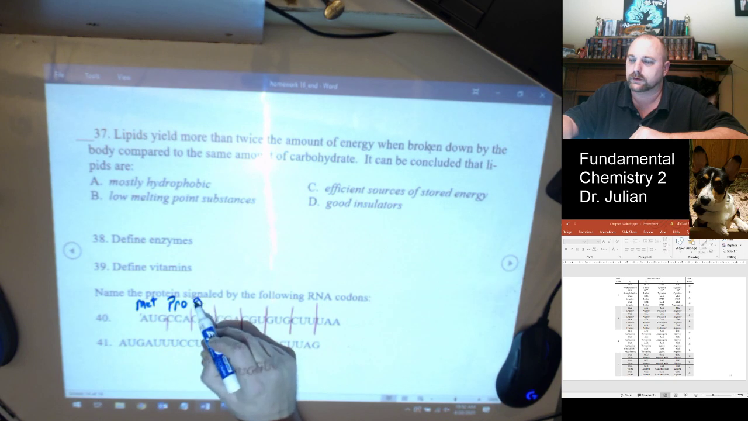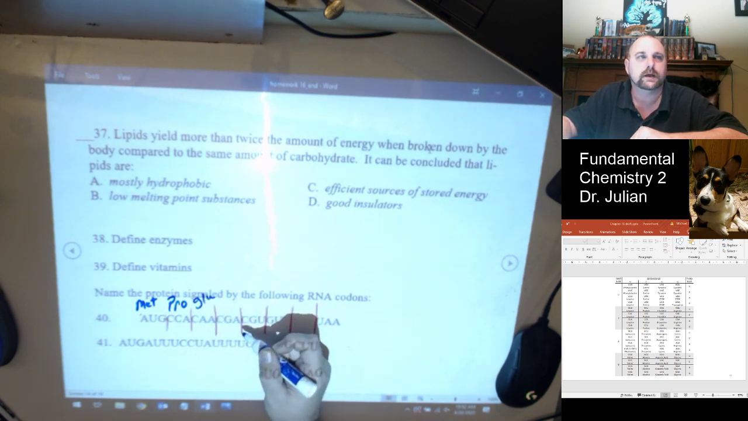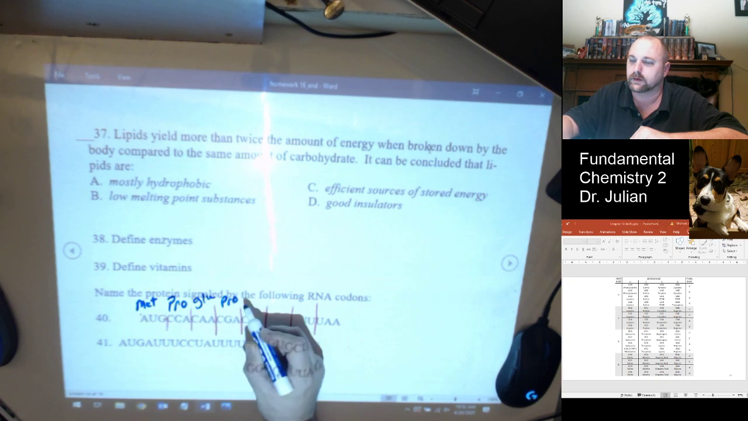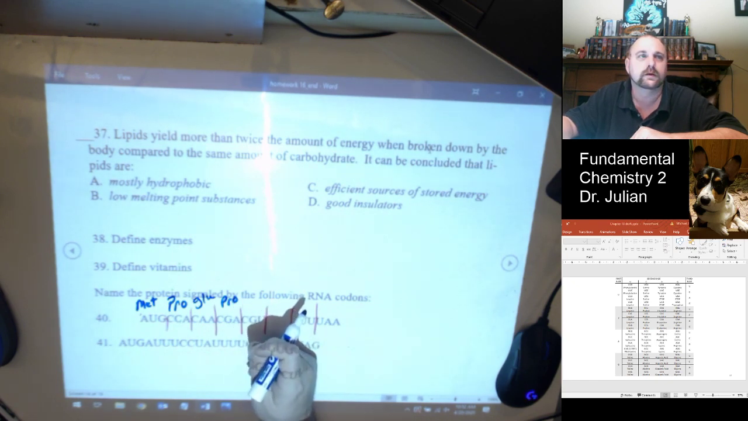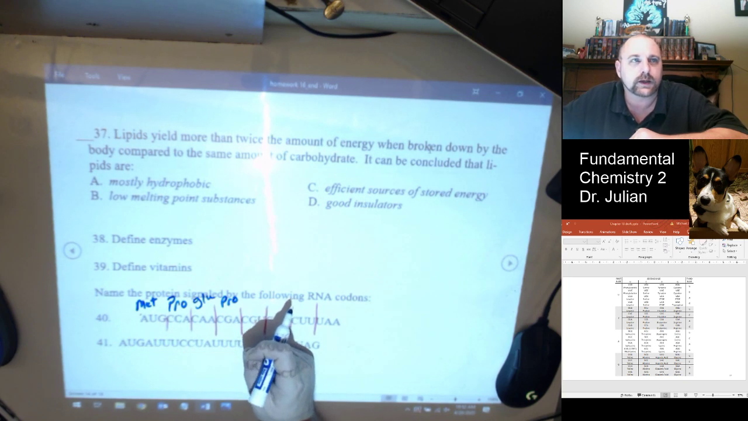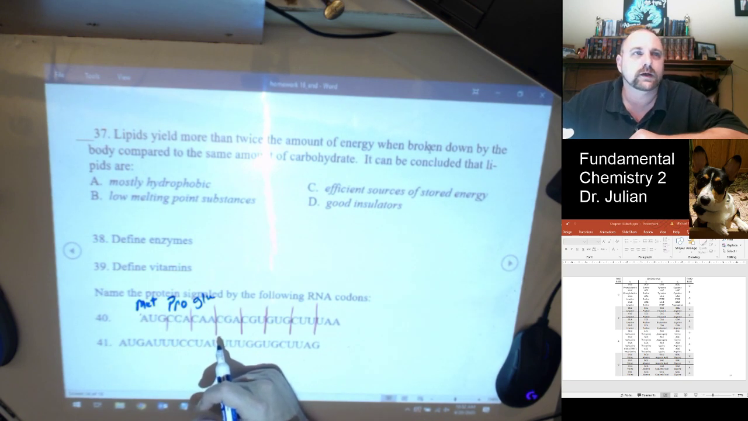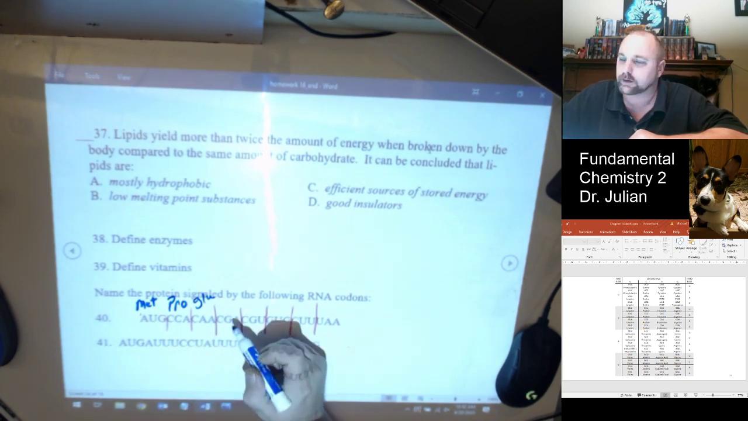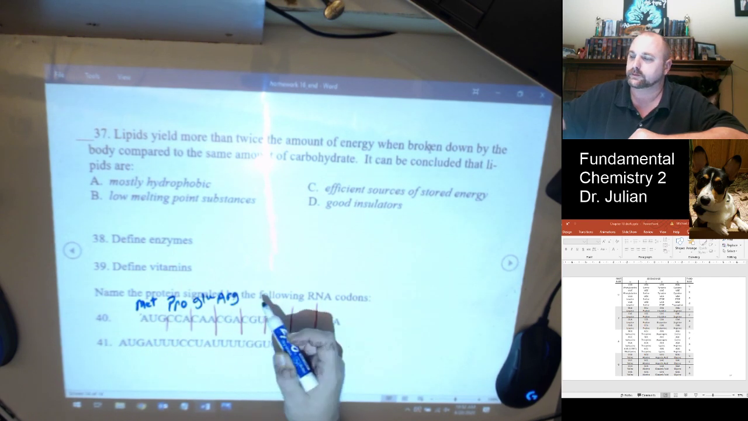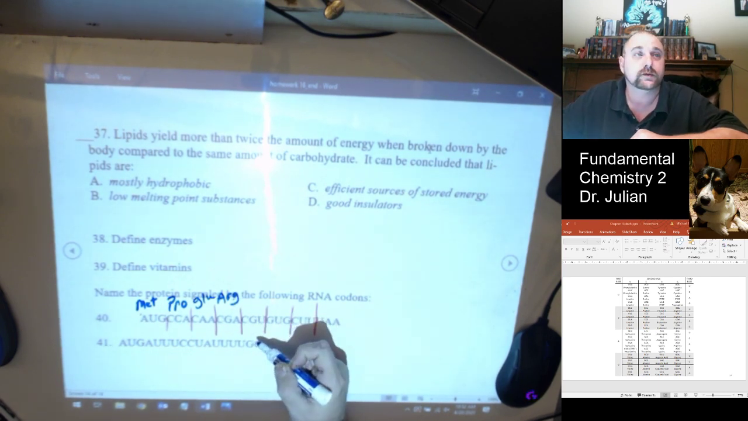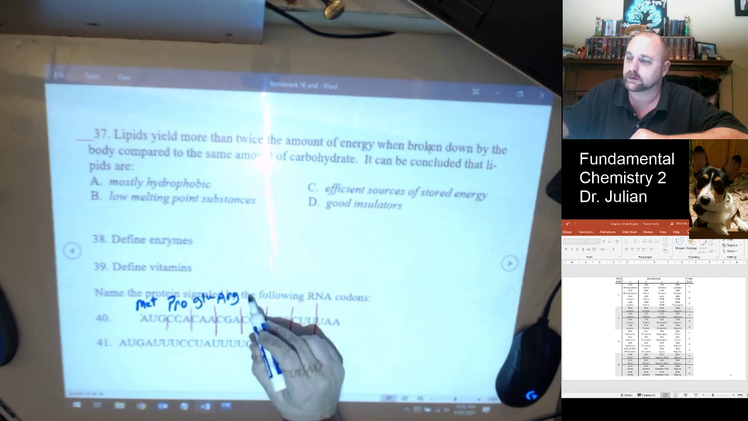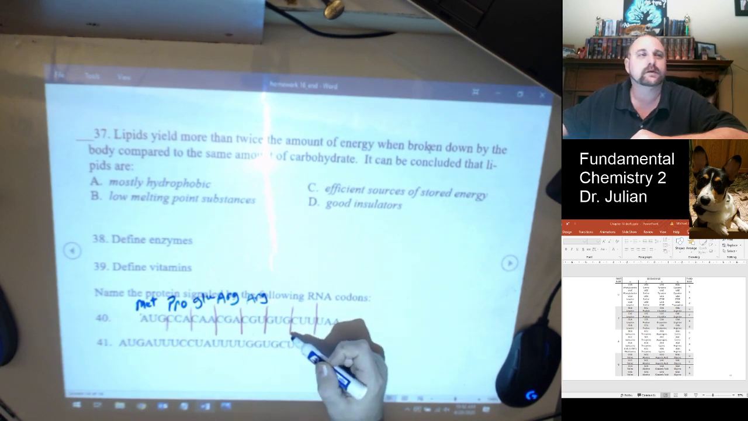GLU, is glutamine, CGA is proline. Let me double check that. No, it's not. That doesn't seem right. CGA is arginine. CGU is arginine. You'll notice that multiple codes will give you the same amino acid.